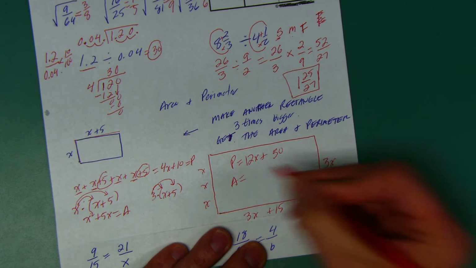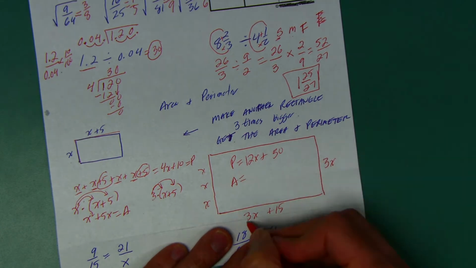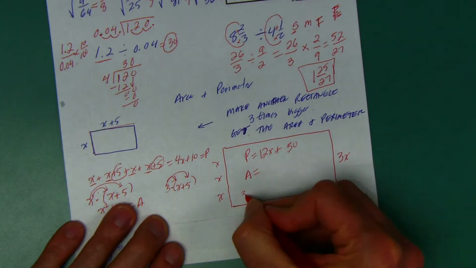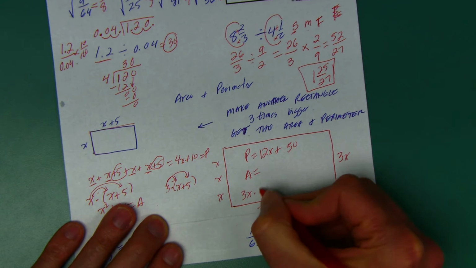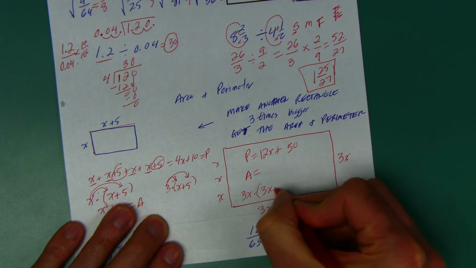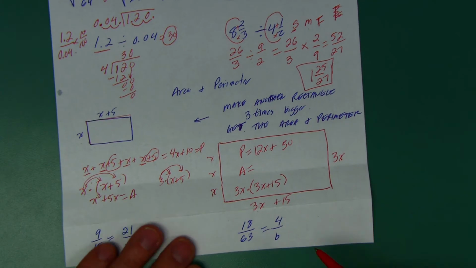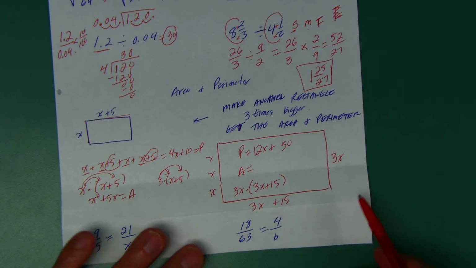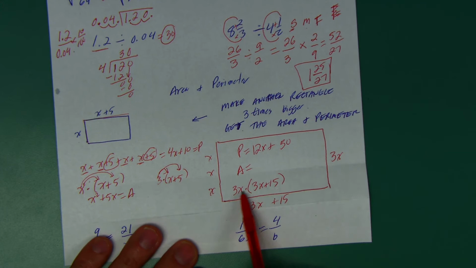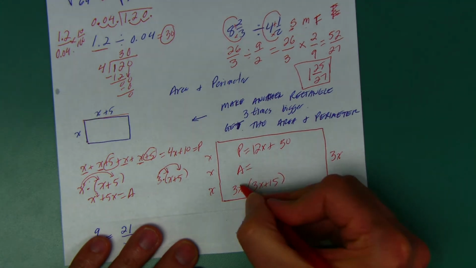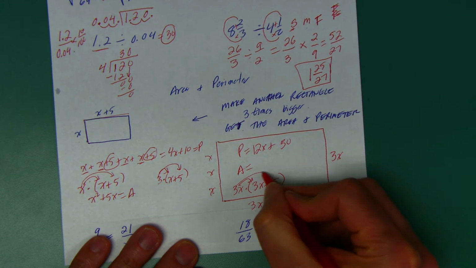Now what's the area? 3x times 3x plus 15. Again, make sure you put that in parentheses. Okay, 3x times 3x plus 15. Why did I say to put that in parentheses? Otherwise, you will make the most common mistake that people make when they do this, and they will only multiply the 3x times the 3x and then just add 15 instead of adding 3x times 15.